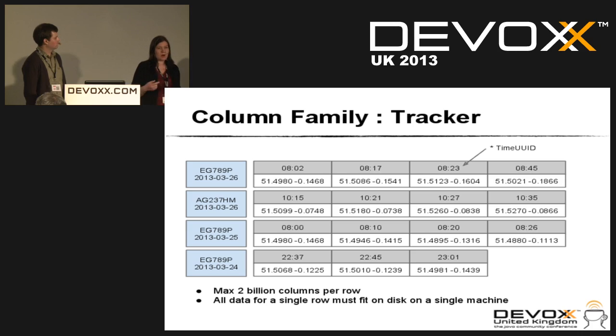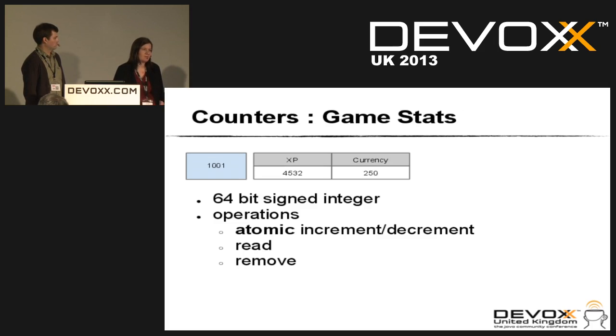So here we're just adding columns as we get more information from the tracker system, but there are some limitations to how many columns we can add. So Cassandra's hard limitations are a maximum of 2 billion columns per row, and all data for a single row must fit on the disk of a single machine. However, I'd go further and say actually all the data for a row should fit in memory. So you're probably looking at millions of columns instead of billions.